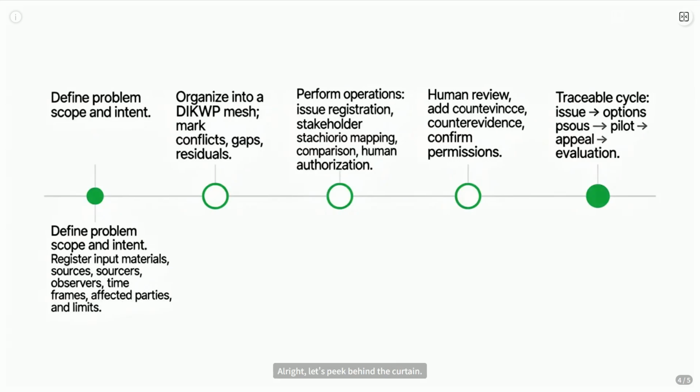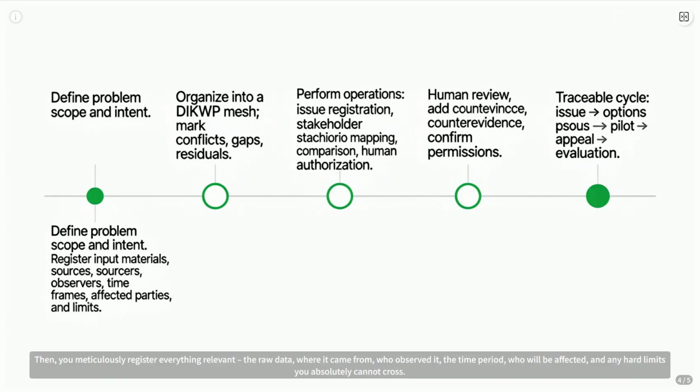All right, let's peek behind the curtain. How does someone actually use this thing? It starts simple: define the problem clearly. Then you meticulously register everything relevant, the raw data, where it came from, who observed it, the time period, who will be affected, and any hard limits you absolutely cannot cross.